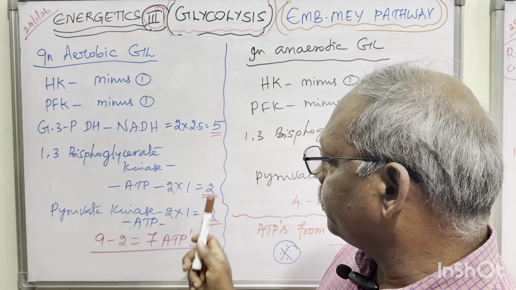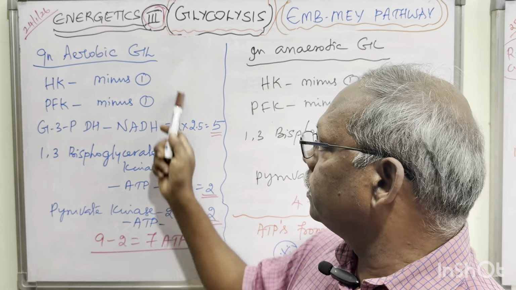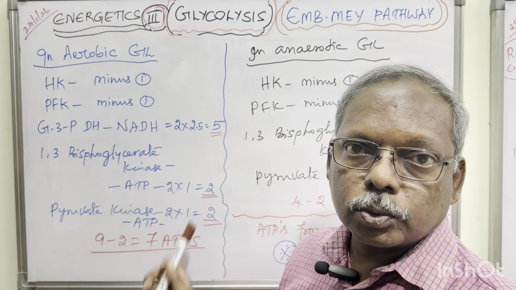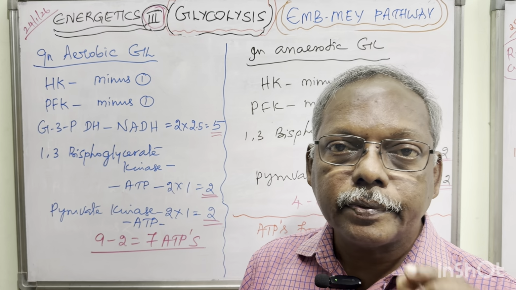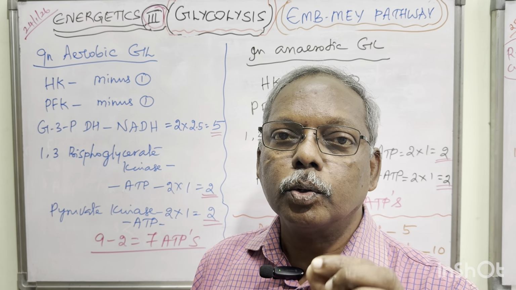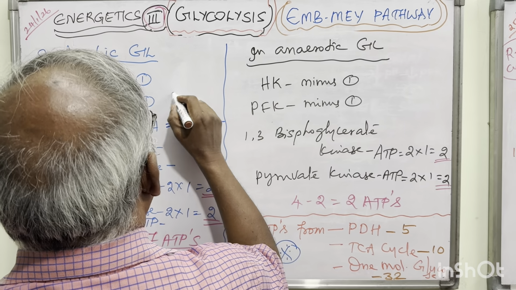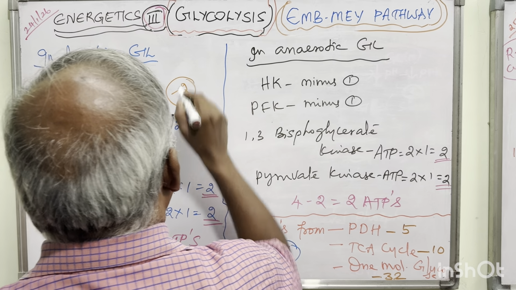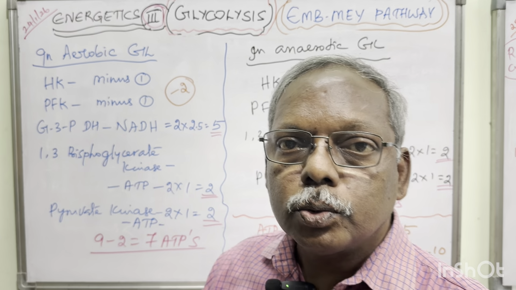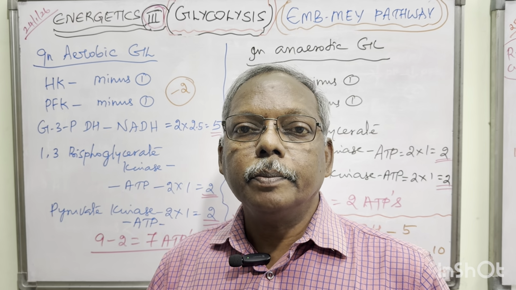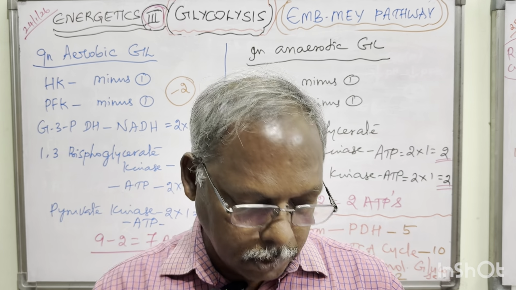Finally 5 plus 2 plus 2, 9. You have to minus these 2 totally, 9 minus 2, 7 ATPs from aerobic glycolysis, right?